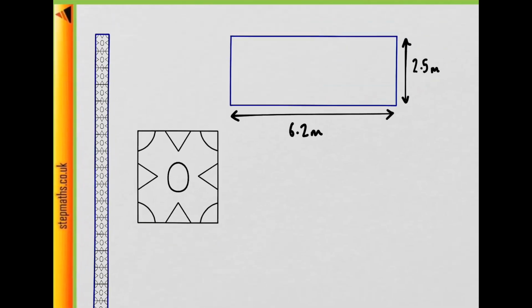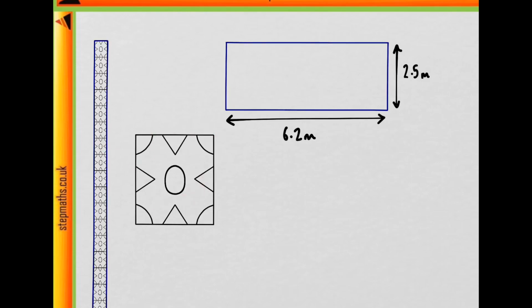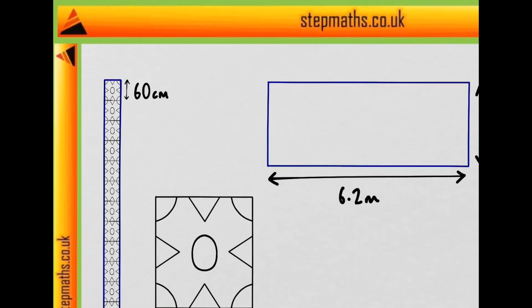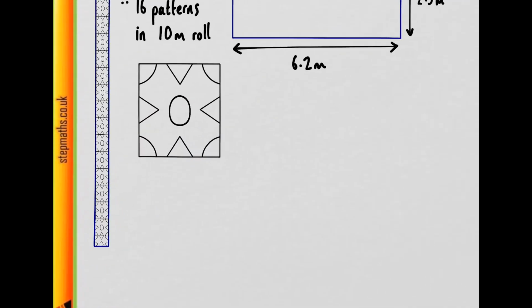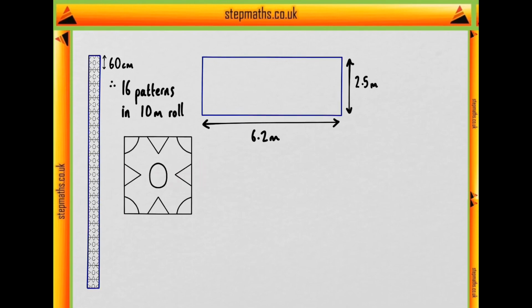So obviously they'll be covered in this pattern every 60 centimetres. So in a 10 metre long strip, we can say that there are 16 full patterns in this 10 metre roll, because 60 times 16 is 960 centimetres, which is 40 centimetres shy of 10 metres. So there'll be a small 40 centimetre strip left over of a pattern. Okay, so we can bear that in mind.